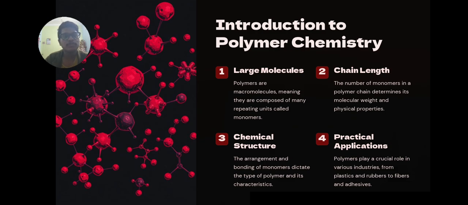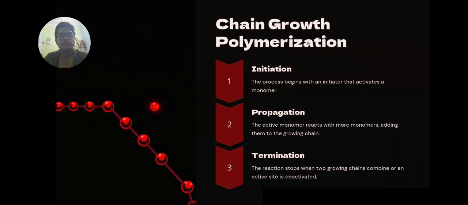Chemical structure: the arrangement and bonding of monomers dictate the type of polymer and its characteristics. Practical applications: polymers play a crucial role in various industries, from plastics and rubbers to fibers and adhesives.